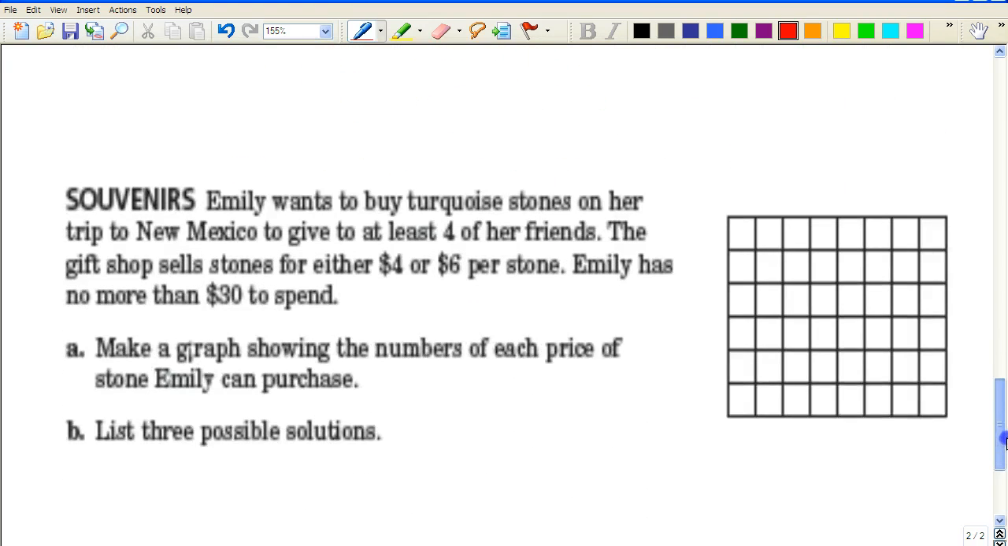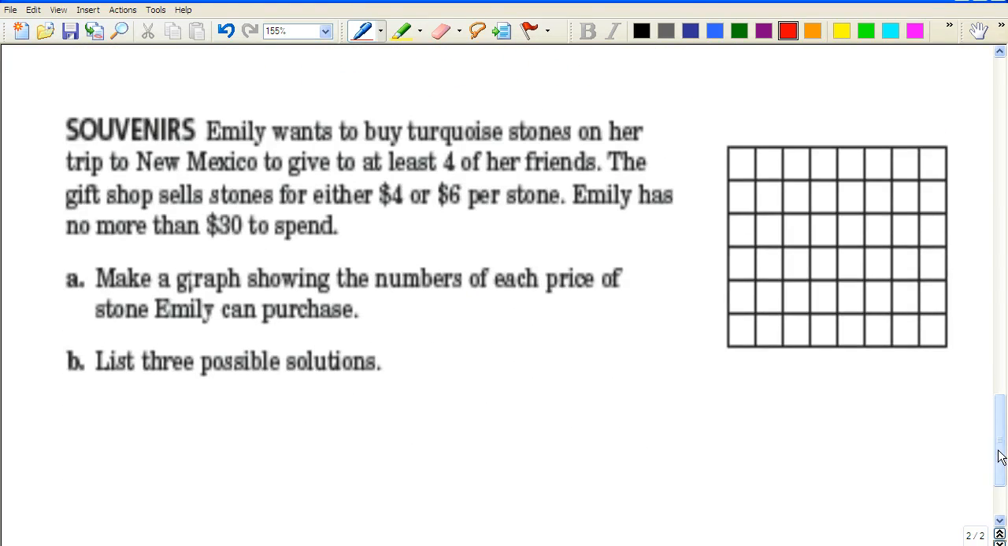Next, Emily wants to buy turquoise stones on her trip to New Mexico to give to at least four of her friends. The gift shop sells stones for either $4 or $6 per stone. Emily has no more than $30 to spend. Okay, all these numbers are talking about the total cost.